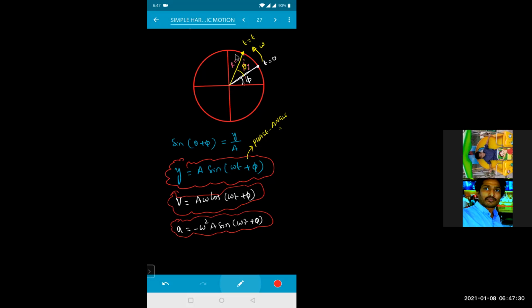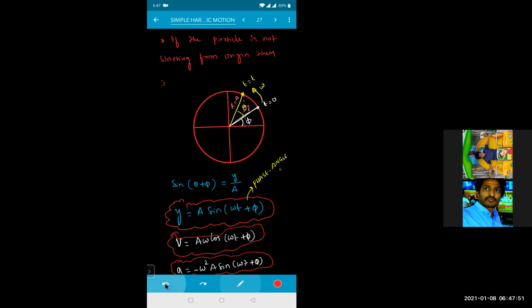Okay, so that was about your basic condition. If you are not starting from origin, the displacement is given by the formula y is equal to A sine(omega t plus phi), and velocity will be A omega cos(omega t plus phi), and acceleration will be minus omega square A sine(omega t plus phi).